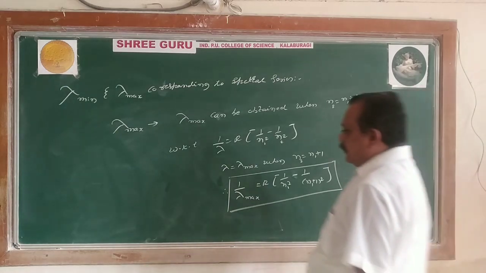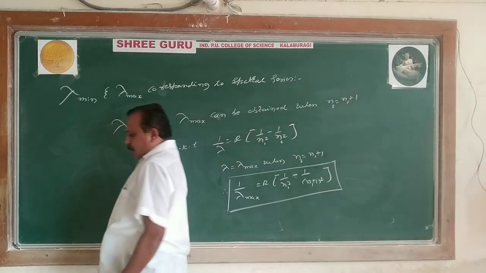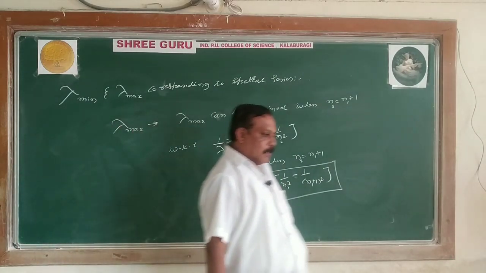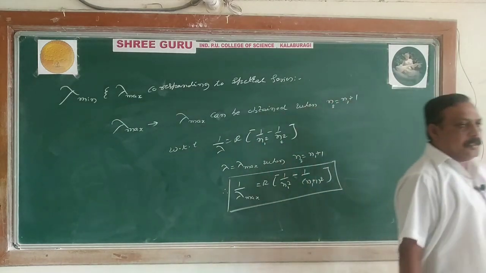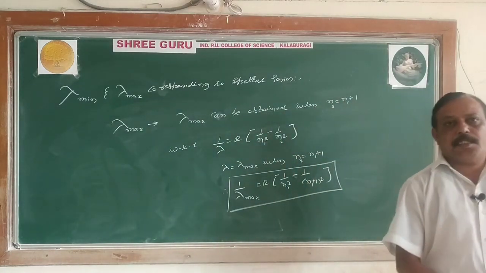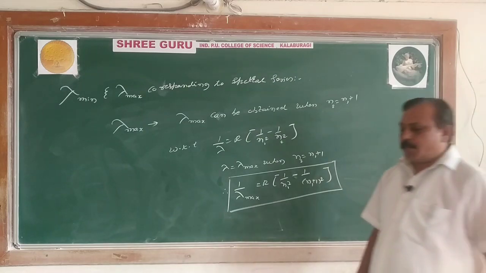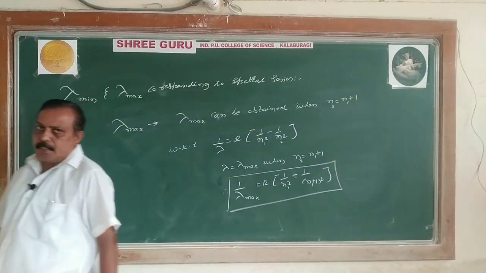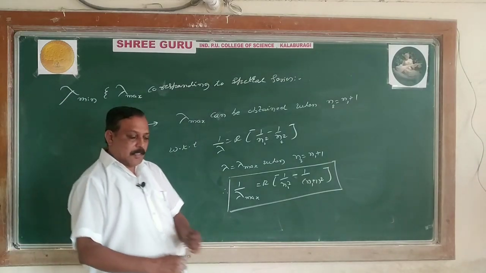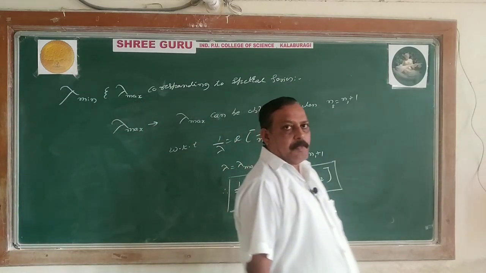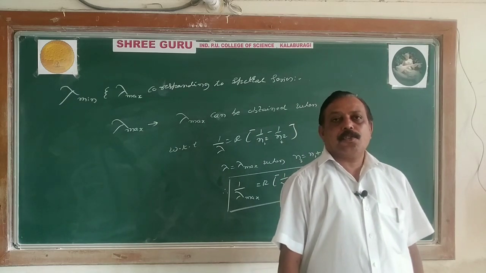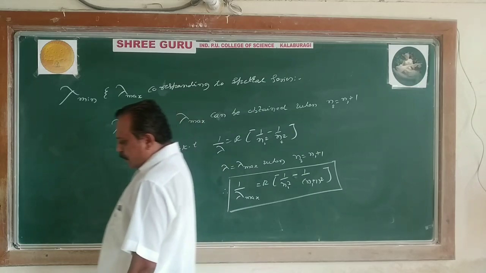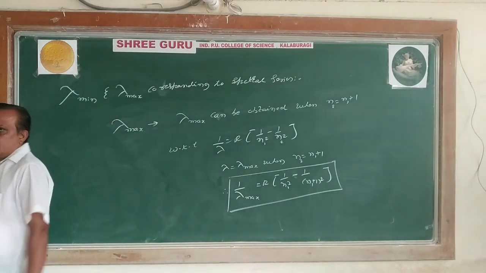So what are the things we have studied? Whatever equations we proved yesterday, that is the total energy of the electron in the stationary orbit, En equals minus m Z square e fourth divided by 8 epsilon naught square n square h square. By knowing that equation, we have calculated the nth orbital energy for the hydrogen atom.